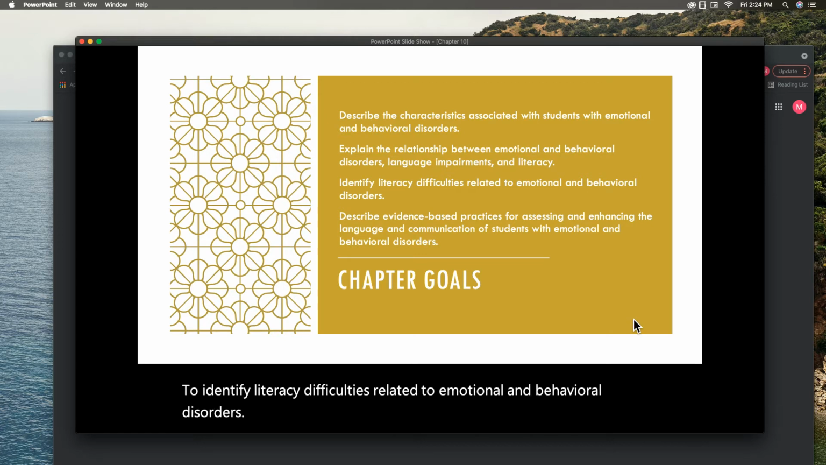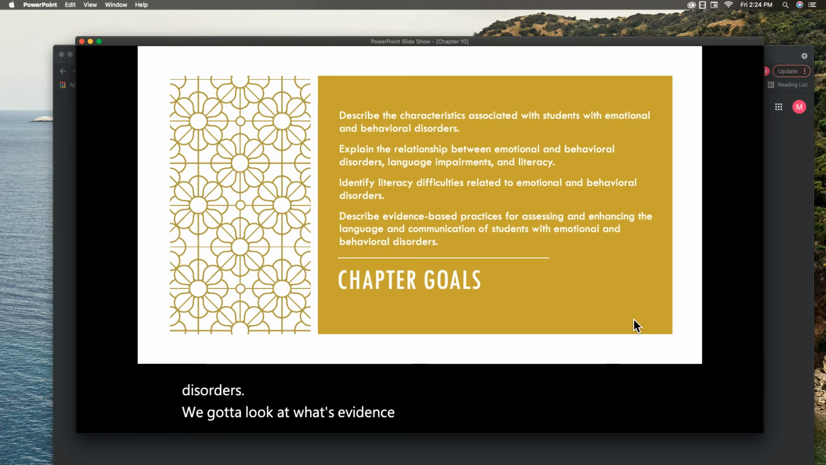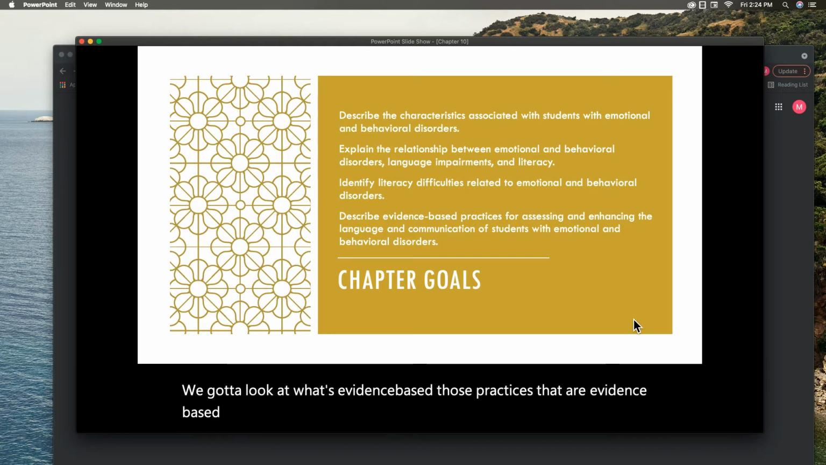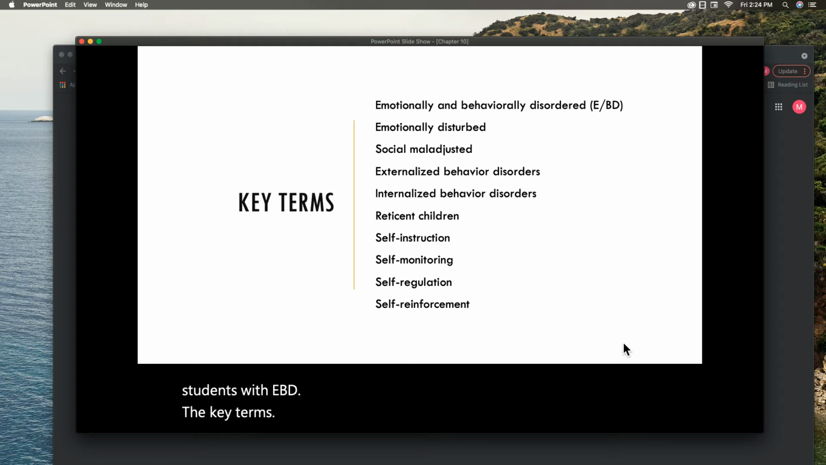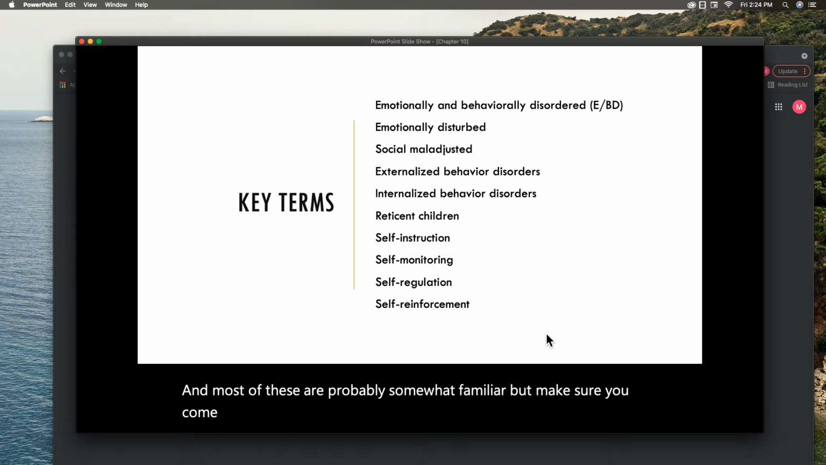And we've got to look at what's evidence based, those practices that are evidence based for assessing and enhancing language and communication of students with EBD. The key terms, most of these are probably somewhat familiar, but make sure you come back and refer to this as you're studying.